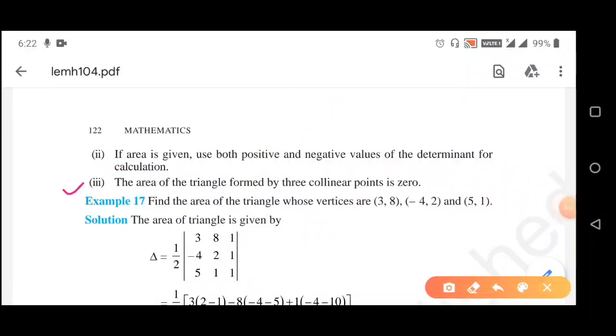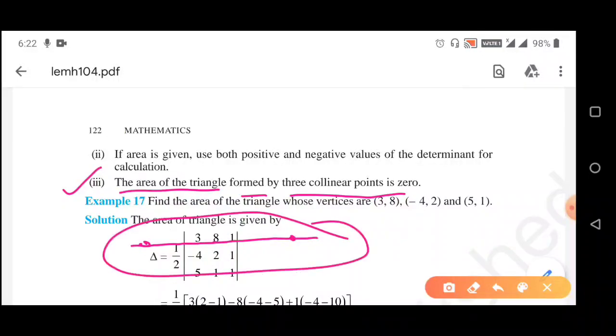Point number 3 is, the area of the triangle formed by 3 collinear points is 0. So what do we mean by collinear points? Collinear points means, suppose we are taking 3 points. If a straight line passes through the points, then they are called collinear points. So whenever these 3 points are given, we cannot form a triangle using them. So the area of the triangle will be 0.